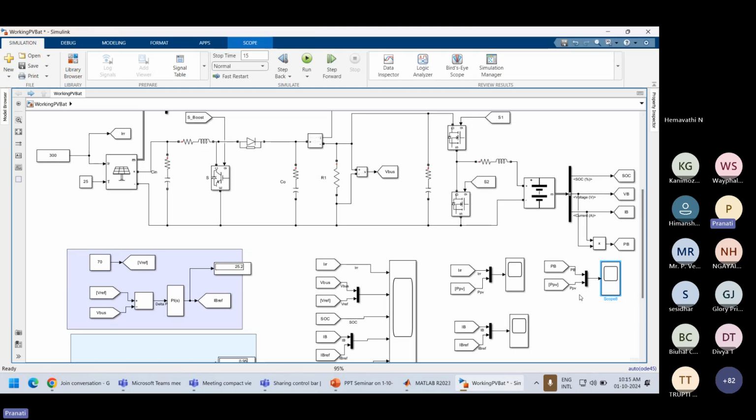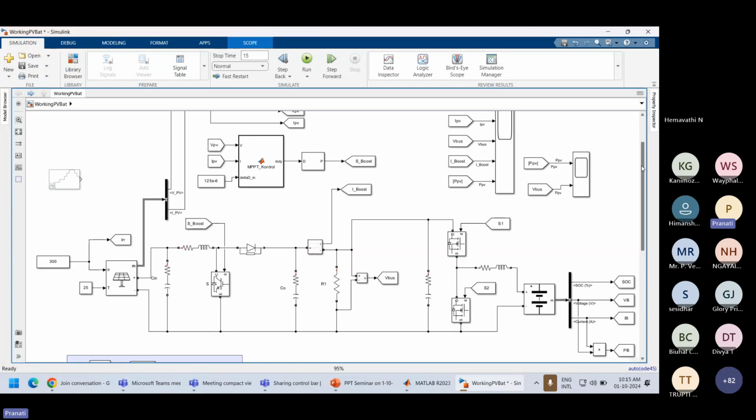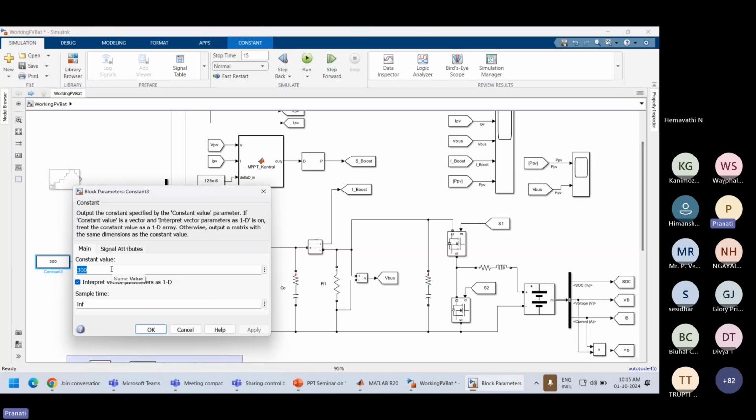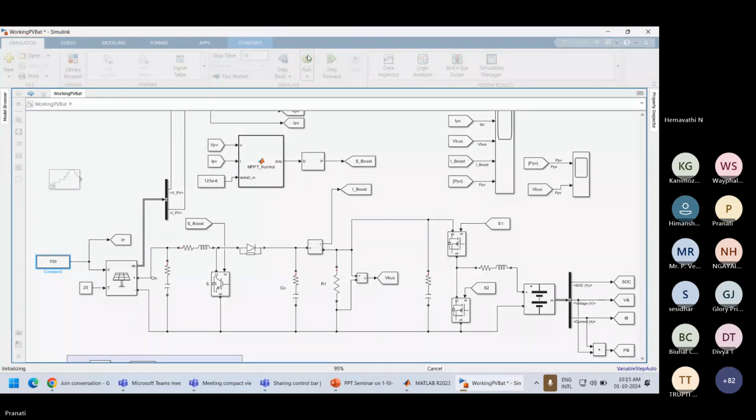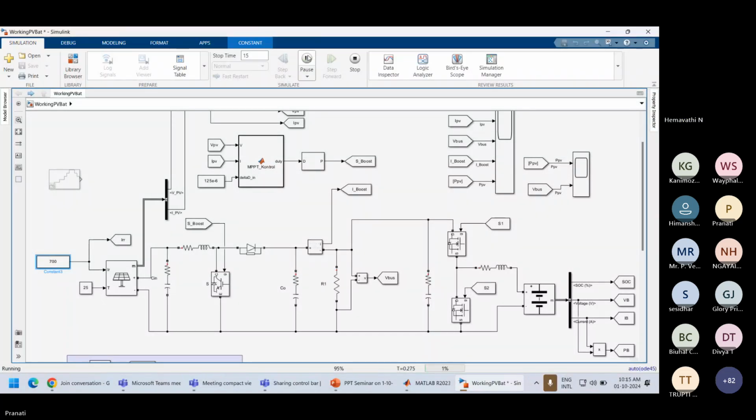Now, we can use this and we can see it at different irradiance values also. Say, we have used here the irradiance of 700 watt per meter square.